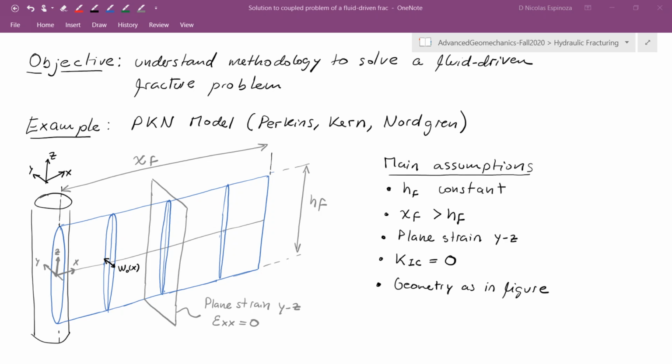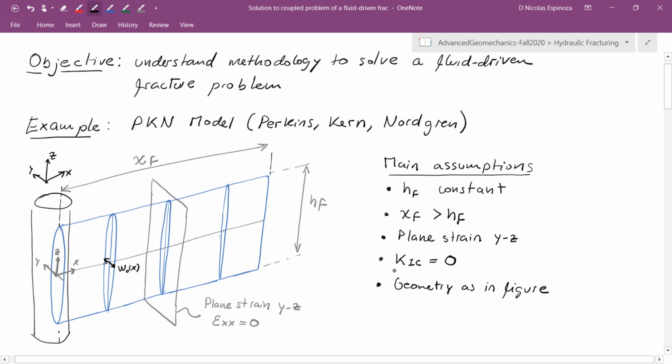In this video, we're going to see the step-by-step solution of the PKN model for a fluid-driven fracture. Here, the objective is not to see step-by-step the solution, but rather to understand how to solve these problems if, for example, you wanted to write your own fracture simulator, or if you wanted to relax some of the assumptions that we have in here and might require a numerical simulation.